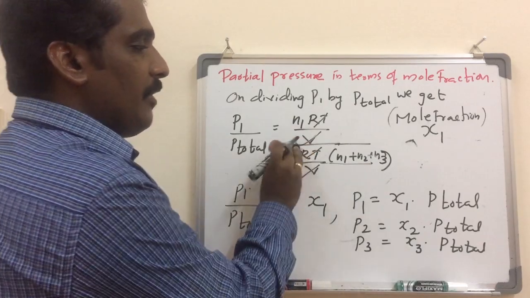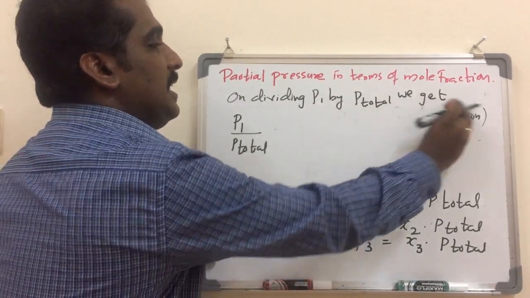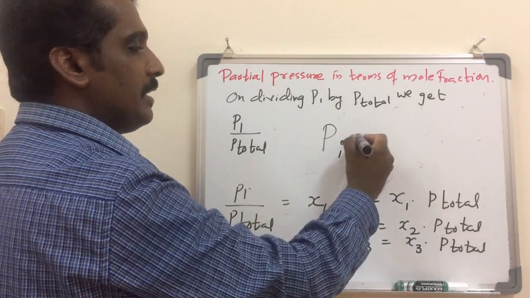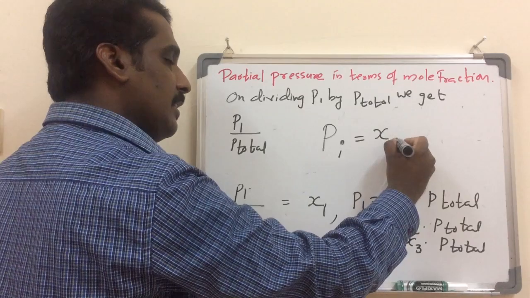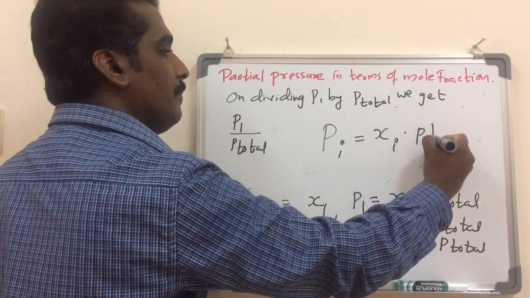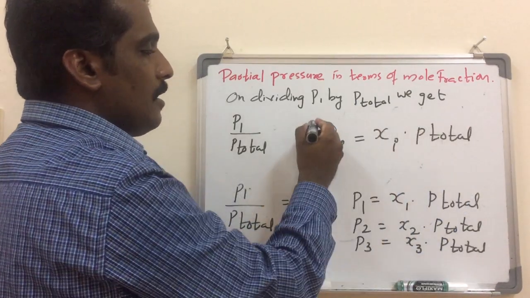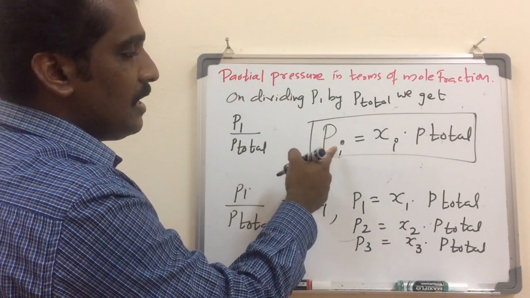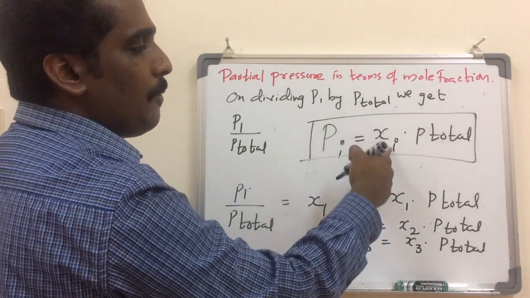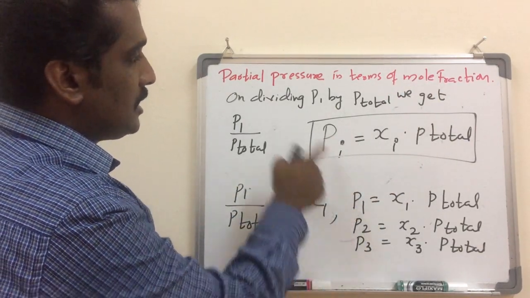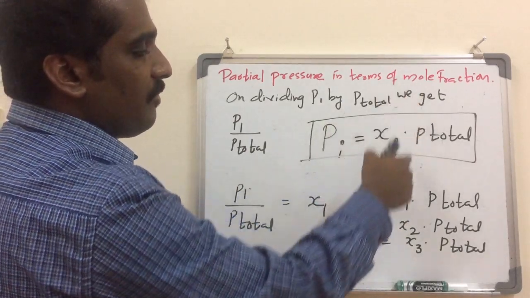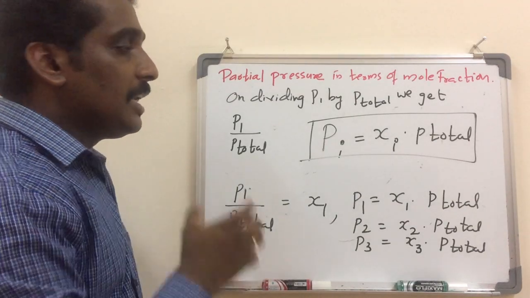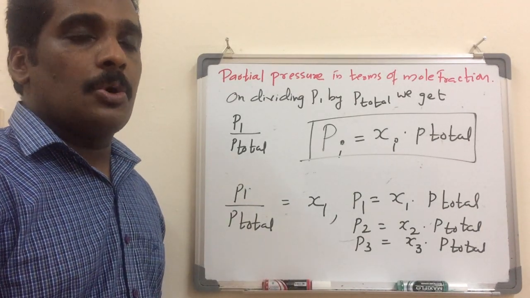So in a general way, how can we write it? Pi, where i means the ith component, equals the mole fraction of the component i into P total. This is the final equation connecting the partial pressure of the ith component in terms of mole fraction. P1, the partial pressure, is the mole fraction of the first component into P total. And this derivation is also related to Dalton's law of partial pressure.